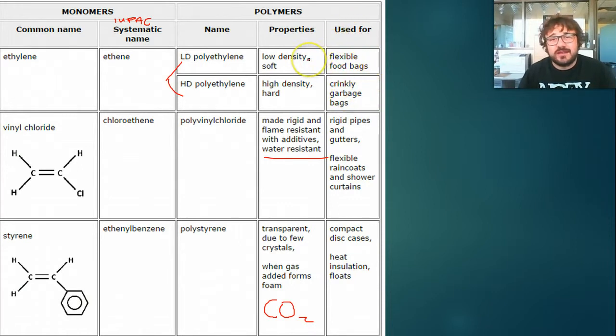What are we using them for? This one here is flexible food bags, crinkly garbage bags, as well as other things. Rigid pipes is your PVC. It can be made flexible with raincoats and shower curtains. Compact disc cases, heat insulation floats. See how they're different sets, okay?